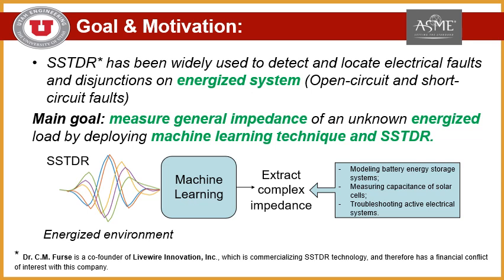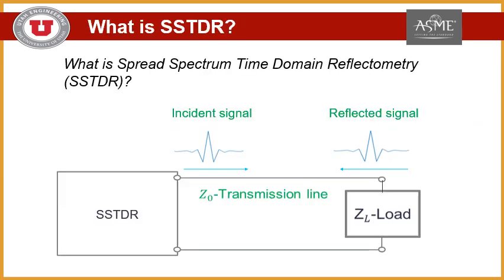Our main goal here is to measure general impedance of an unknown energized load by deploying machine learning technique and SSTDR. There are two advantages here. It is way cheaper, and SSTDR can be used on a live electrical system. Actually, after reaching our goal and extracting the complex impedance, it can open up a lot of applications such as modeling battery energy storage system, measuring capacitance of the solar cells, and troubleshooting active electrical systems.